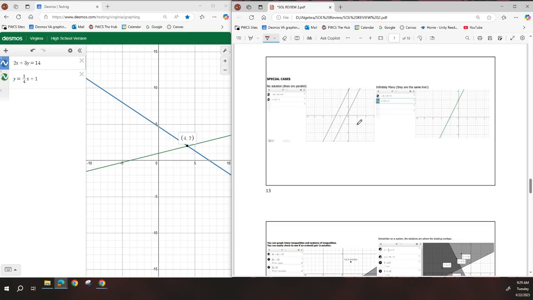Sometimes we have special cases when we have systems of equations. If the lines are parallel, that means they're never going to cross each other, and so there would be no solution. If we graph the two lines and we only end up seeing one of them, so we have two equations graphed here but we can only see one line, that's because those two equations are exactly the same, just written differently. And so they're going to have infinitely many solutions. They're crossing always. So we would say there are infinite solutions to that system of equations.